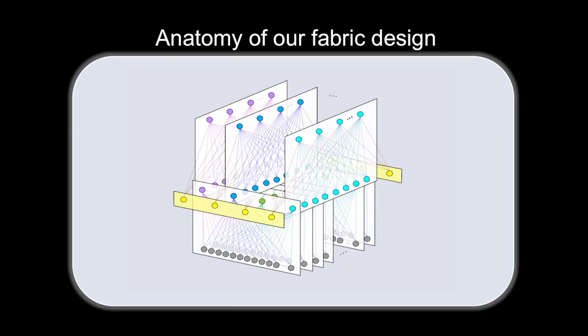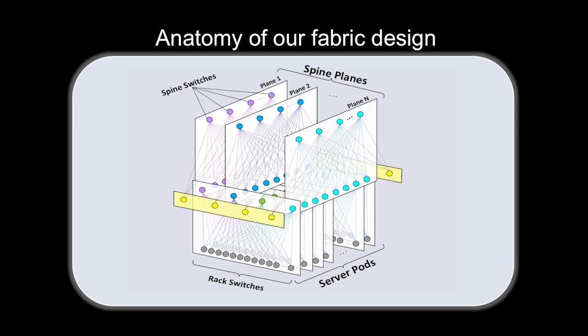Let's look under the hood. Our fabric consists of server pods. Each server pod is like a microcluster. It aggregates a bunch of rack switches, but the number is much smaller than in clusters before. Parallel spine planes provide forwarding performance. Each can scale up to 48 spine switches.